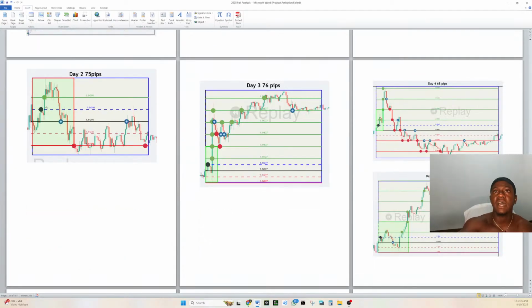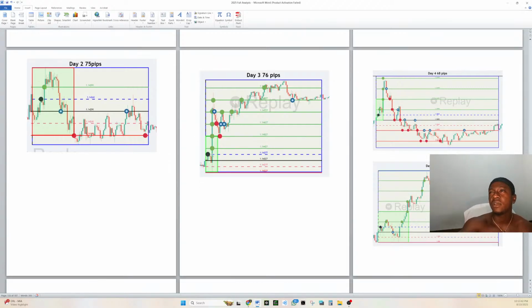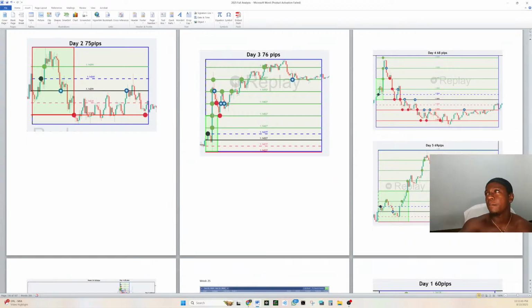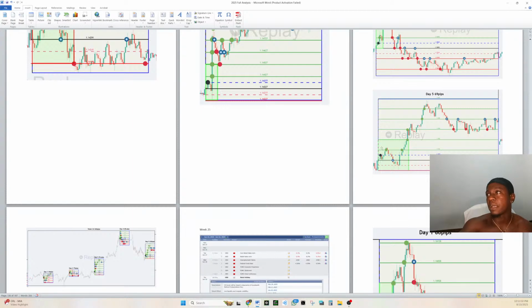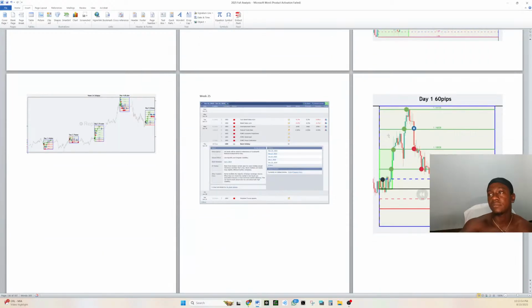We got a buy stop, 5 pips in profit, ends up being a losing trade, no more activity. Buy stop, 1-to-1 profit. Buy stop, 1-to-1 profit. Buy stop ends up being 1-to-1 eventually and profit. That's decent.